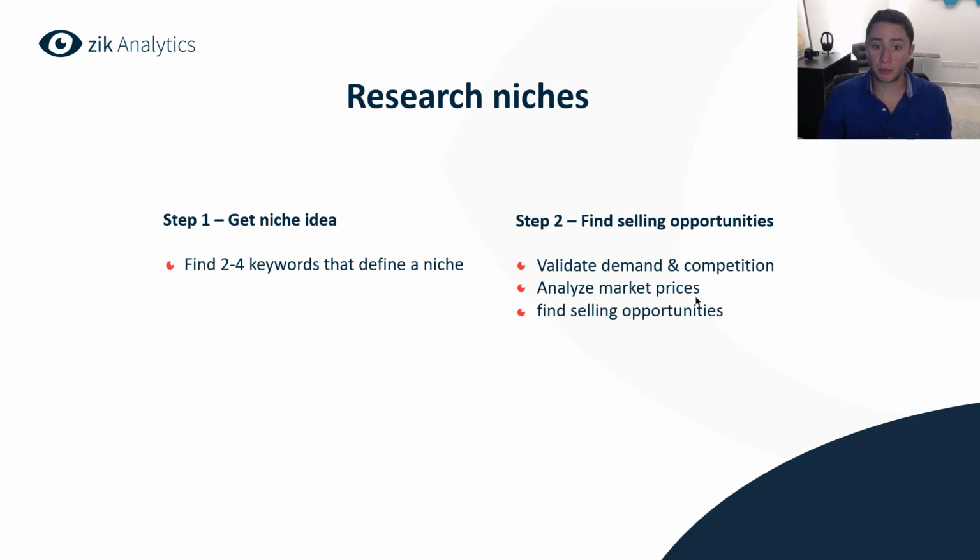You'll analyze market prices to understand, okay, for example, if the best selling products in the niche are selling around $30-40, then I want to try to fit myself into this niche. Or maybe if within the niche there is a small sub niche of products selling for $70 or above, then I may target this. So this is what you want to try to understand about the market prices.